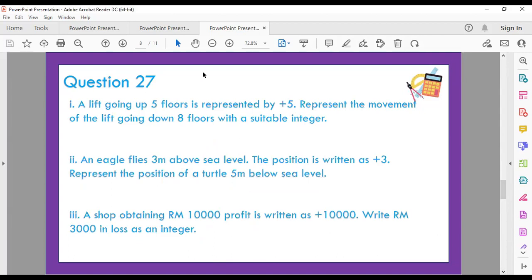Now, question 27. This one was really easy, right? So, lift going up 5 floors is plus 5. Lift going down 8 floors is minus 8. That's it. Eagle flies 3 meters above sea level is plus 3. 5 meters below is negative 5. Done. A shop obtaining 10,000 profit is plus 10,000. So 3,000 loss is negative 3,000. This is just for your first understanding of positive and negative numbers. Clear?